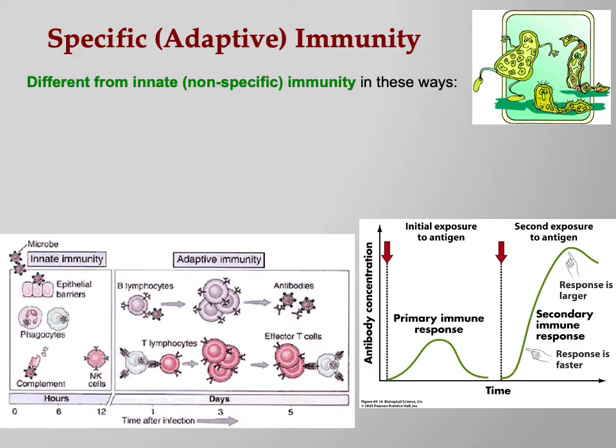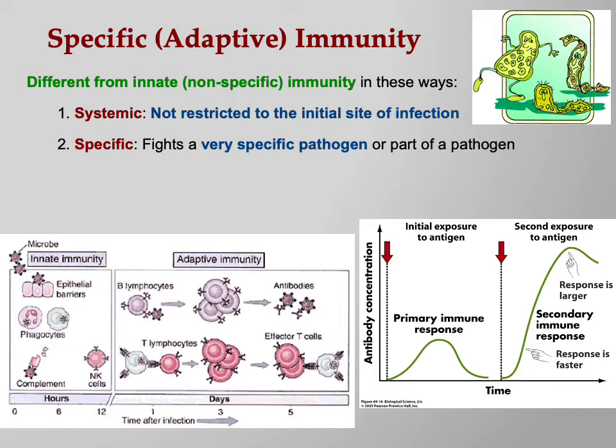So specific adaptive immunity, how is it different from the non-specific or innate immunity? Well, for one thing, it's systemic. It's not restricted to just one site. So if you cut yourself and you get an infection right at the site of where you cut yourself, that would be innate immunity. Systemic immunity is all throughout your body. It's going after things everywhere. So, not restricted to the site of the initial infection.